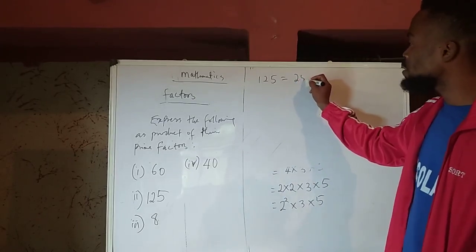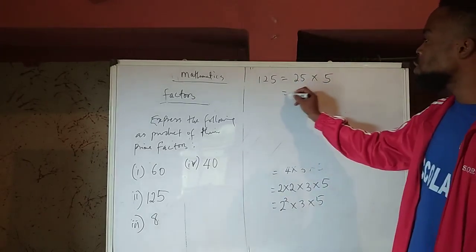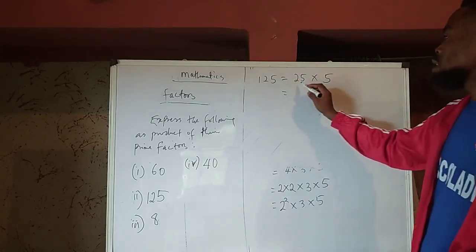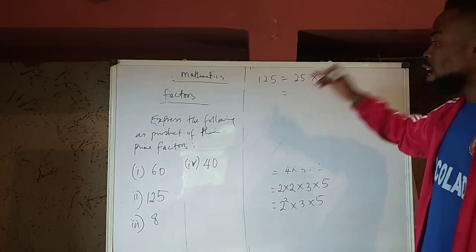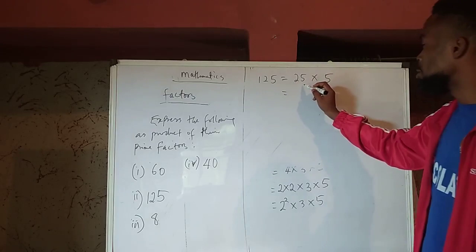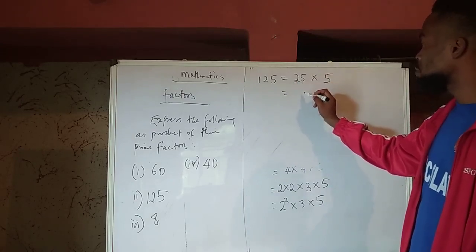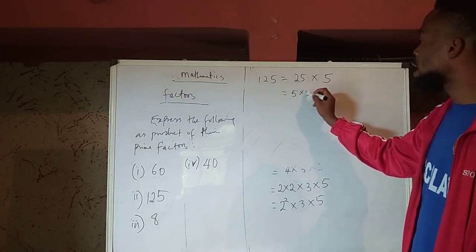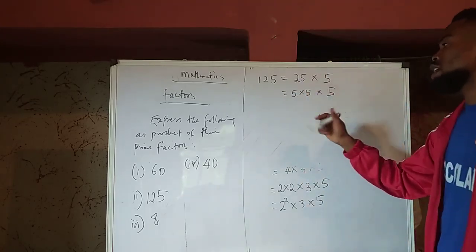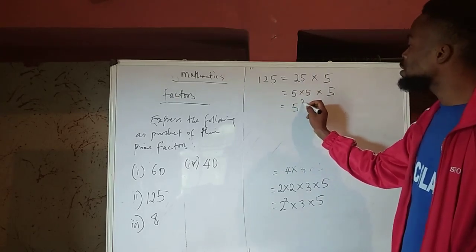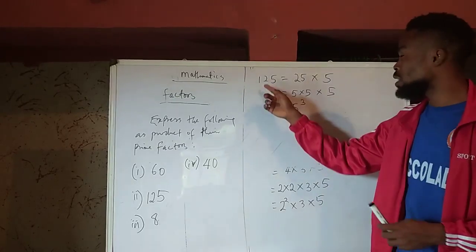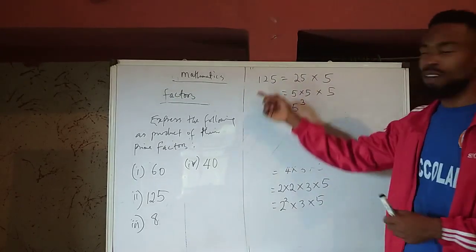125 can be written as 25 times 5, where we know that 25 is not a prime number, but 5 is a prime number. Okay, so since that is done, 25 will now become 5 times 5. You see that? So we have 5 times 5 times 5, so that we are now left with 5 raised to the power of 3 as the prime factors of 125.